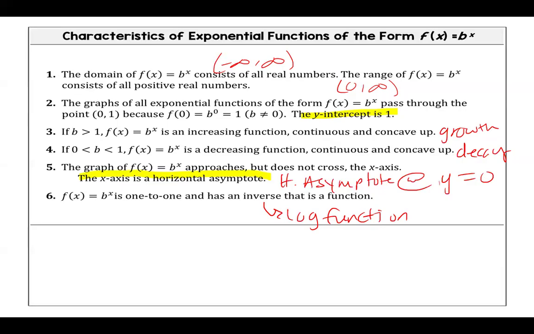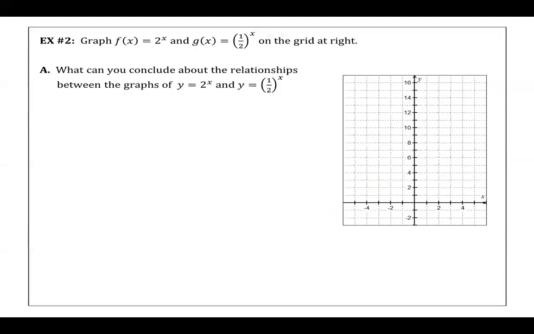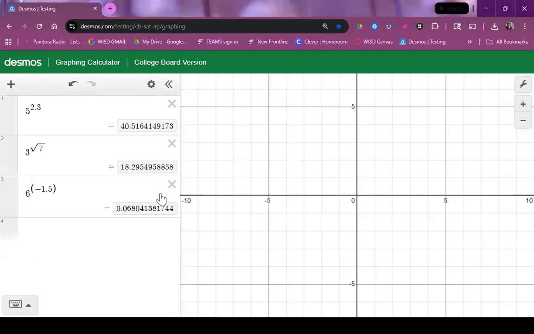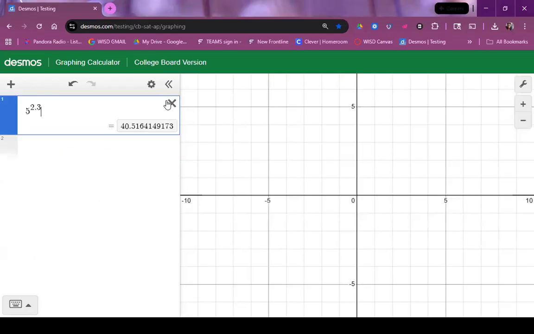Okay. So what can you conclude about log functions? Here we go. We're going to graph and compare f of x equals 2 to the x and g of x equals 1/2 to the x. And we're going to look at them in Desmos and talk about what do you notice? What do they have in common? What do you see as different between the two functions? So we're going to go back to our handy dandy Desmos.